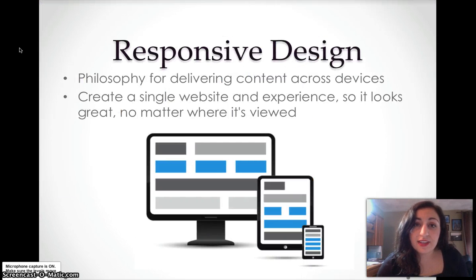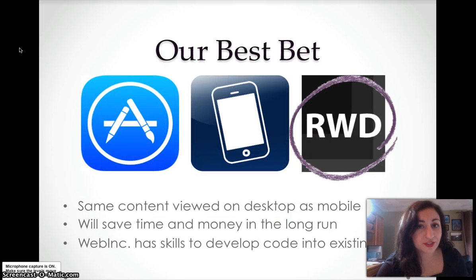In short, responsive design is a philosophy that strives to make a great-looking website that translates across devices with the same content. Whether it's a desktop computer, a tablet like an iPad, or a mobile device, the site will adjust to fit the screen size and still look great. While you are, of course, the final choice on this, my recommendation is that responsive design is the best mobile strategy for Stop Teen Bullying.